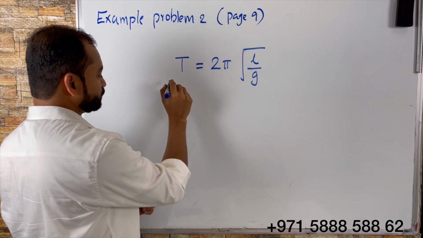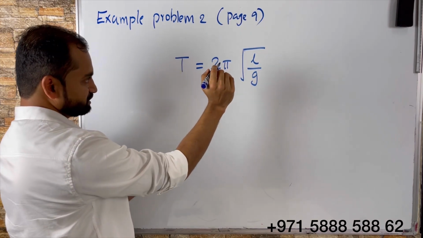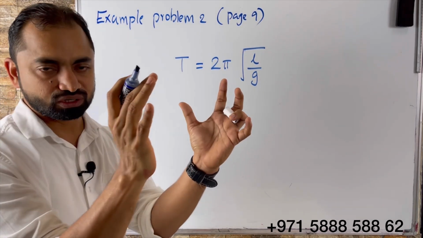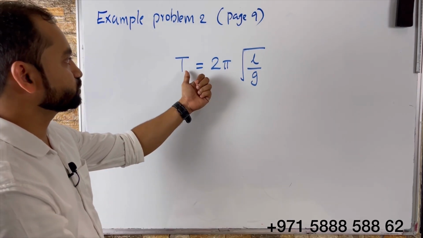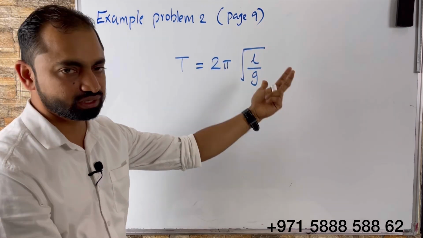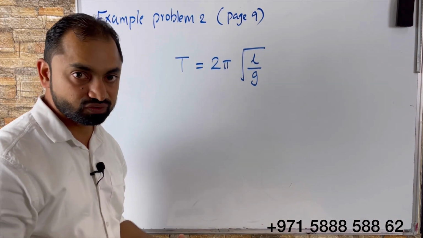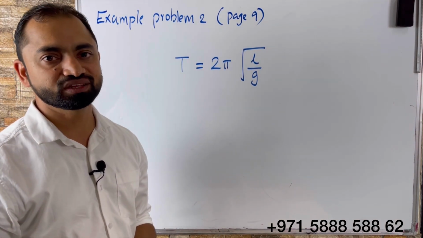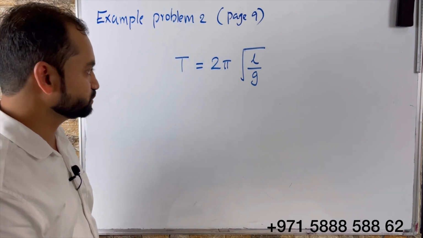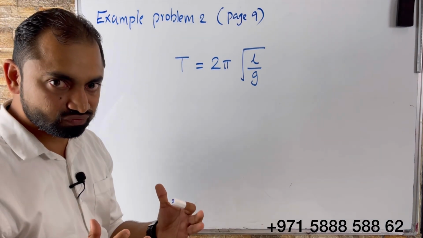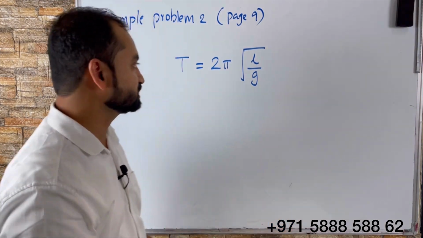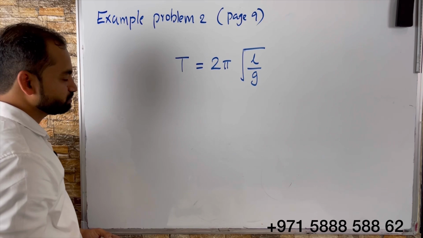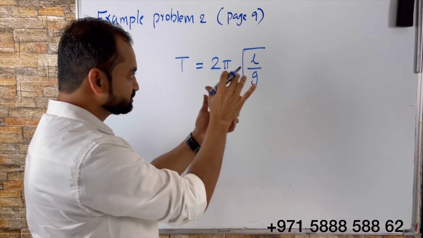So you want to double the period, and the time period of a pendulum depends only on the length of the pendulum. So if you want to increase the time period, you need to increase the length. You understand that? If you need to increase the time period of the pendulum, you need to increase the length. But see, the length is inside the square root, right?